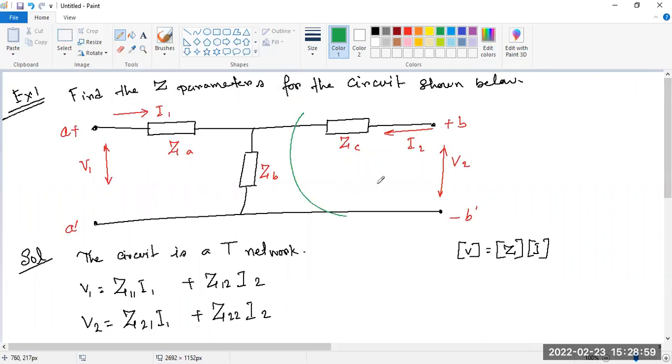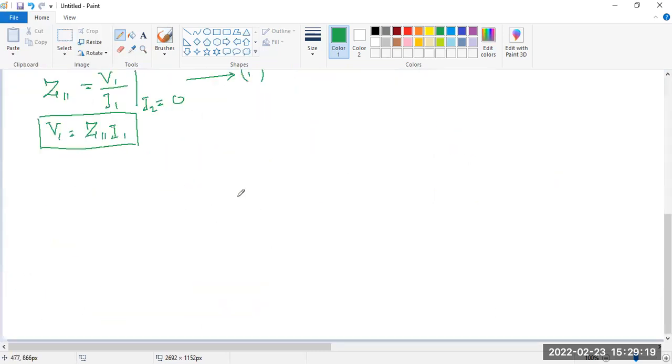From this picture you can see, if this part is not there, this part is totally absent because this is 0. And this is there. So V1 is I1 coming in this loop, I1 ZA and I1 ZB. So another way we can write that V1 equals I1 into ZA plus ZB. This is equation 2.